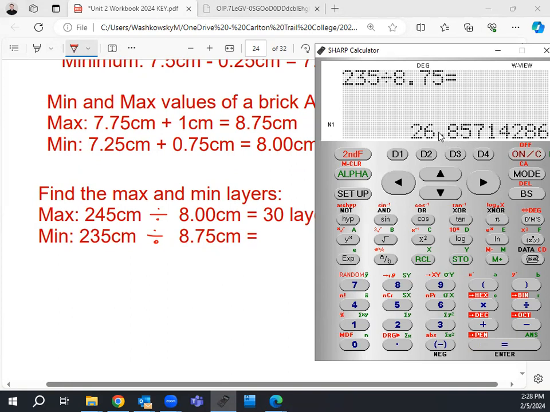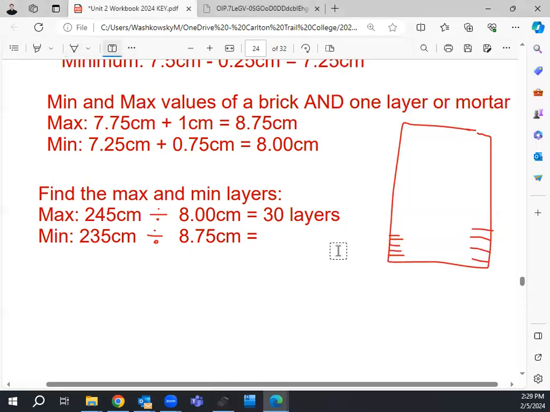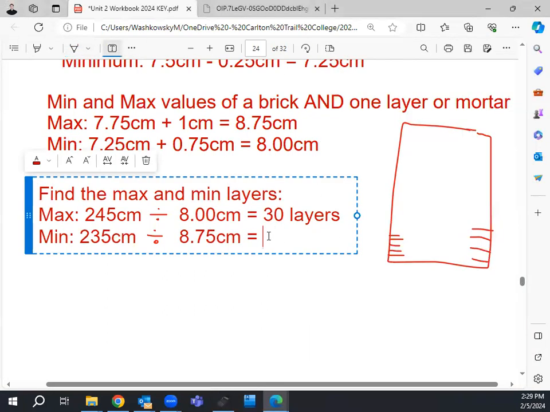What happens if I go to 27? Sorry, what happens if I go to 26? I'm shorter than what I need, right? So before I had to round down. In this case, though, I need to round up. I need to say it's going to be 27 layers because 26 is too short. It needs to be at least 26.85. So I'm going to say it's going to be 27 layers.